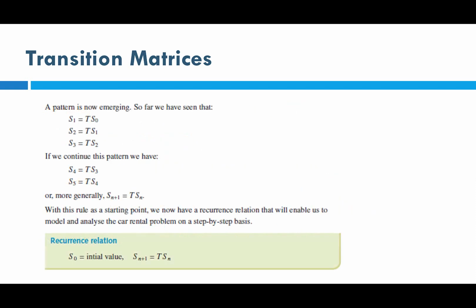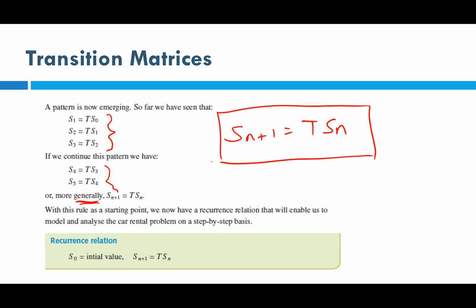But what happens after n number of weeks? 50 weeks, 70 weeks, whatever. You can see that there's a pattern here happening. Look at this. S of 1 equals T S0, S of 2 equals T S1, S of 3 equals T S2, S of 4 equals T S3, and so on, right? So in more general terms, S of n plus 1 equals T S of n. And that is the rule that you use for any week. Doesn't matter.